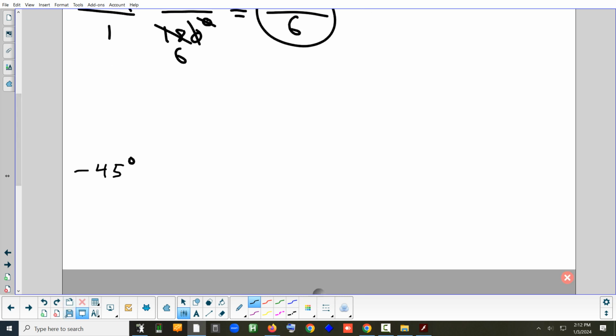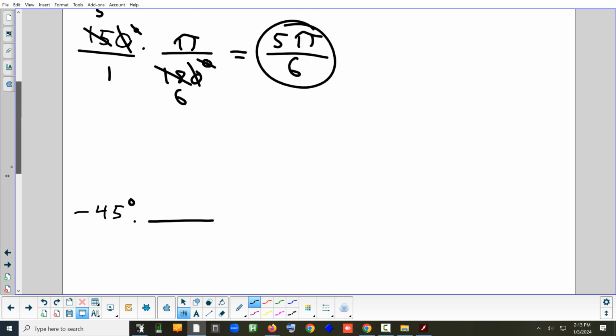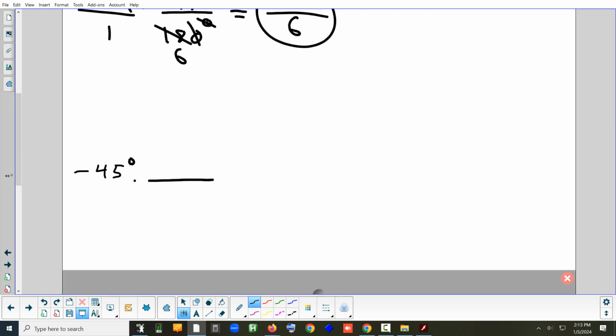All right, let's do one with a negative. Negative doesn't change how you do anything. Do it exactly the same way. So still converting from degrees to radians. Okay, what do you think is going to go in the bottom? 180 degrees. And the top? Pi.